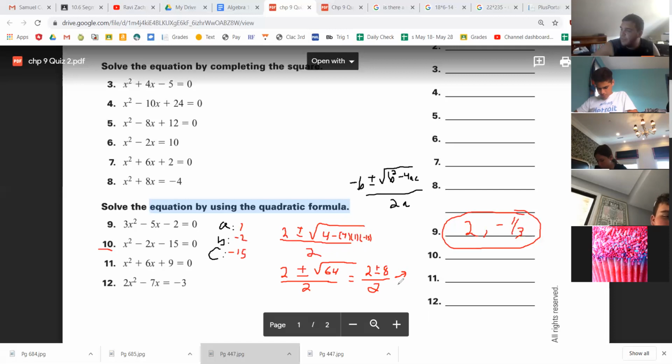Well, one of them is negative. It's 2 minus 8 over 2. No, I left the 8 as a -8 the whole time. All right, so you should know that the 5 should be positive then, okay? So -3 and 5. Most of you guys got that, okay?